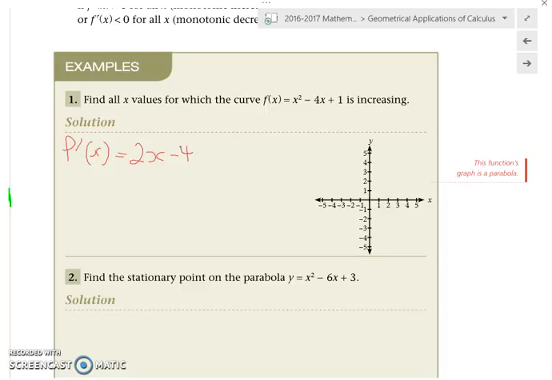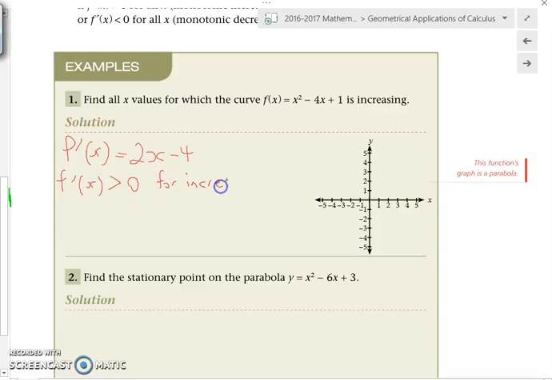For it to be increasing, what does it have to be? So we want f dash x to be greater than 0. Cool. So 2x minus 4 greater than 0. Now solve that for x.